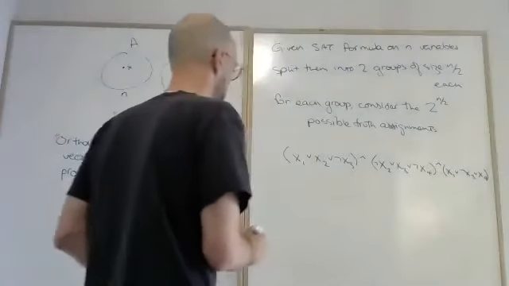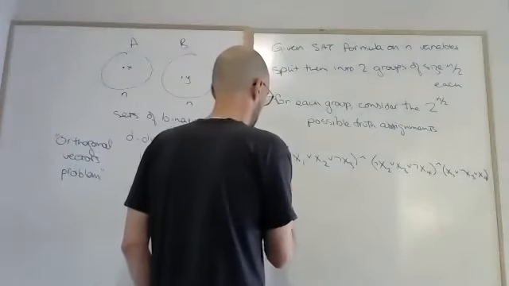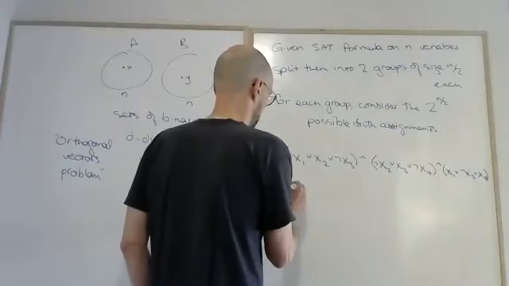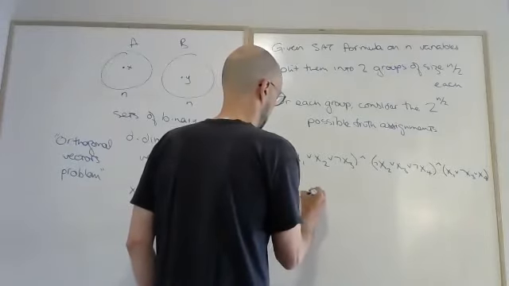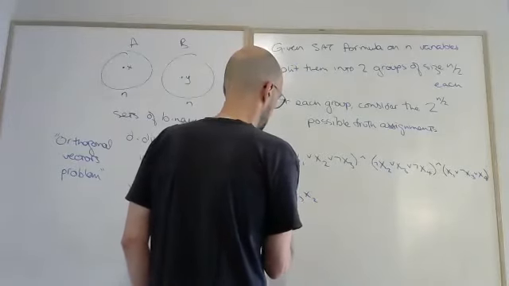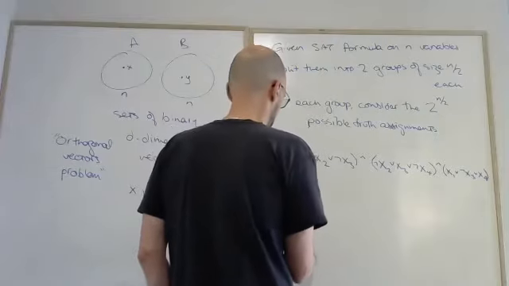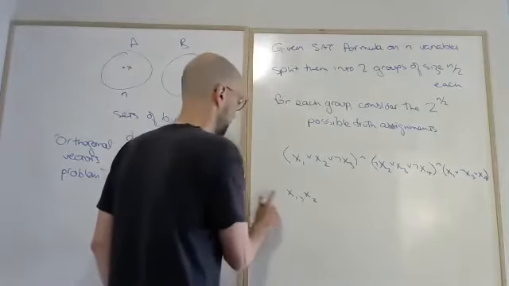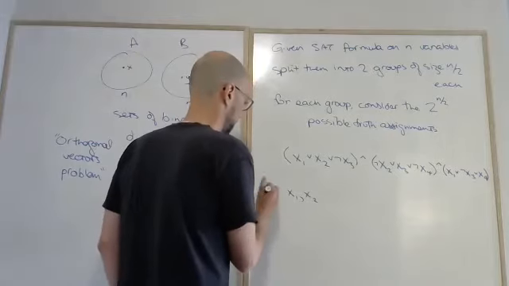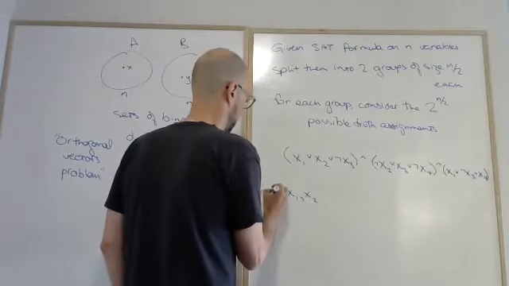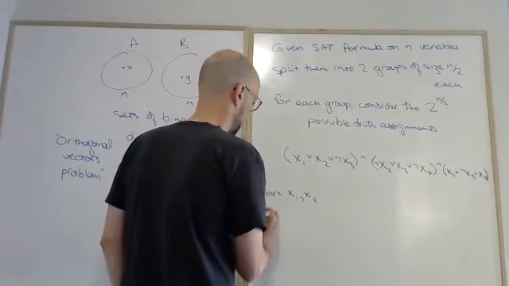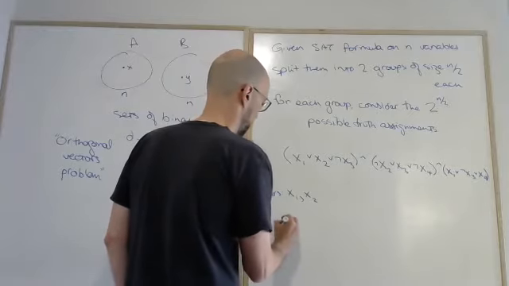So what I'm going to do is take my two groups. Group A is going to be x1 and say x2. Group B is going to be x3 and x4. So these are my A variables. These are my B variables.